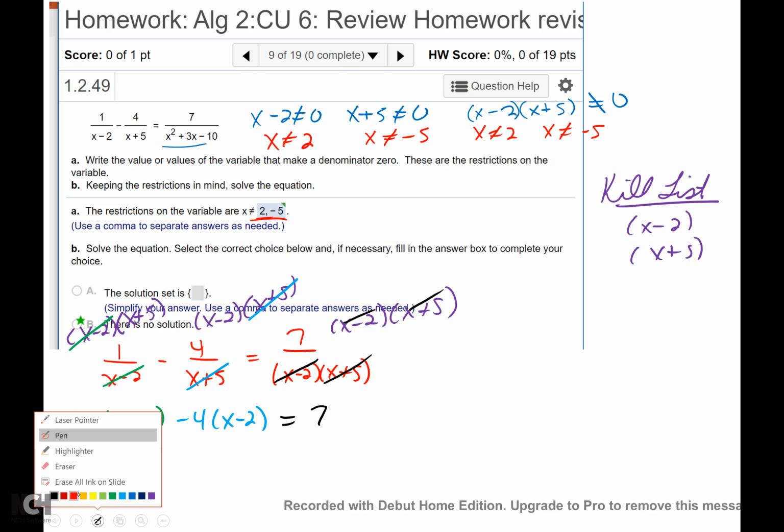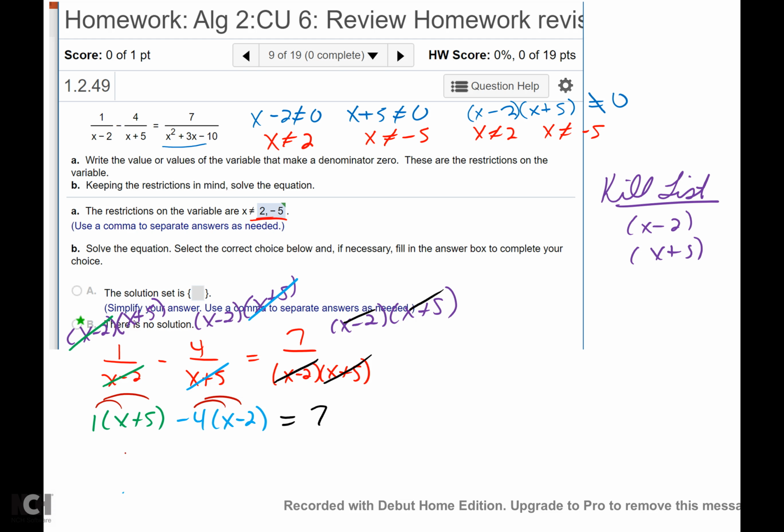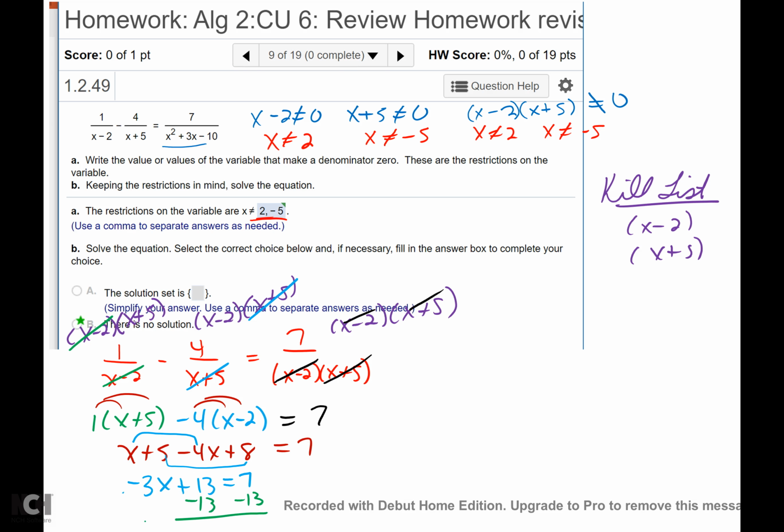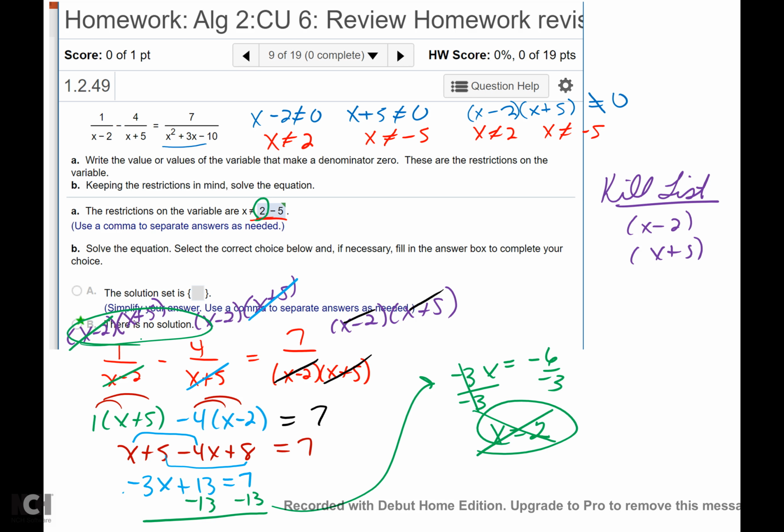Distribute: x plus 5 minus 4x plus 8 equals 7. Combine like terms. x minus 4x is negative 3x, 5 plus 8 is 13, equals 7. So now I'm going to minus 13. I get negative 3x equals negative 6. Divide by negative 3, and that gives me x equals 2. But this says that x can never be 2, which means I have to throw it out, which means there is no solution.